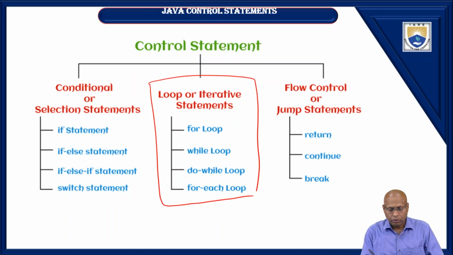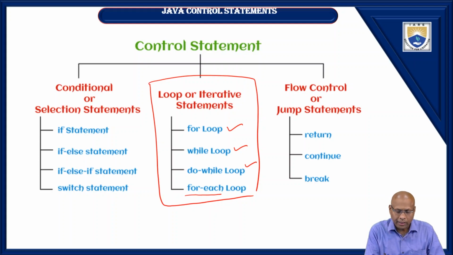Java supports for loop, while loop, do while loop, and for each loop. So totally 4 different types of looping statements are available. These looping statements are also known as iterative statements. Generally, whenever you want to repeat a set of statements until the condition is true, that time you would use the looping statements. Now we'll see one by one.